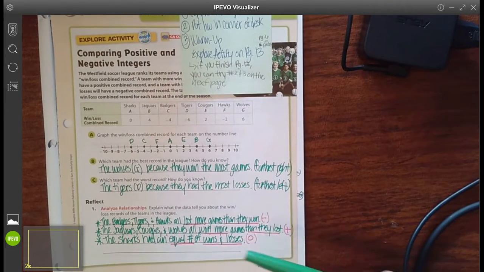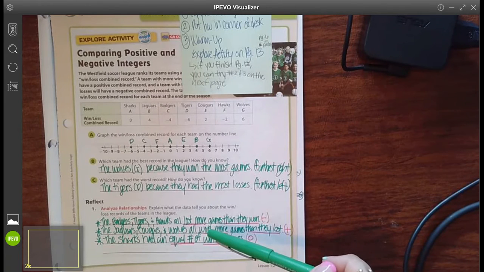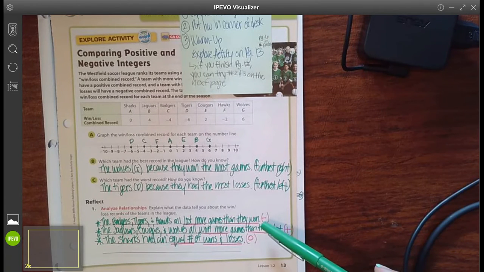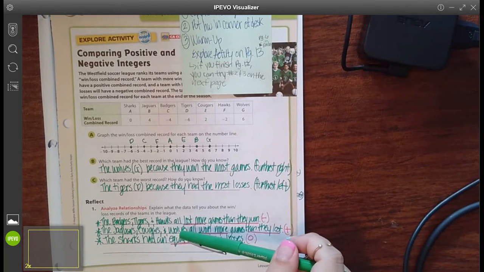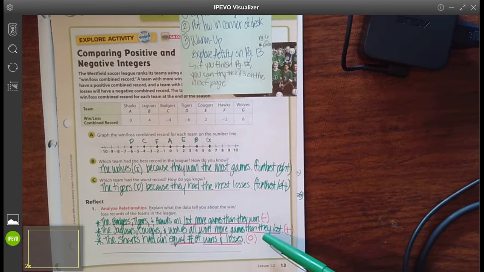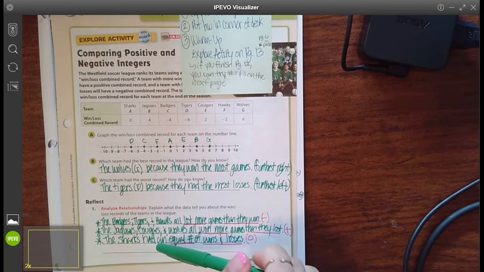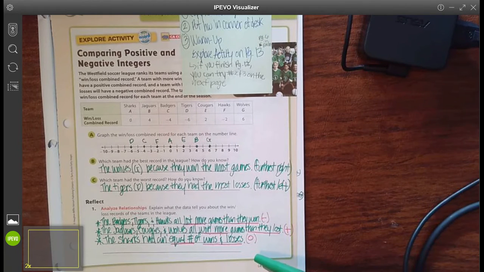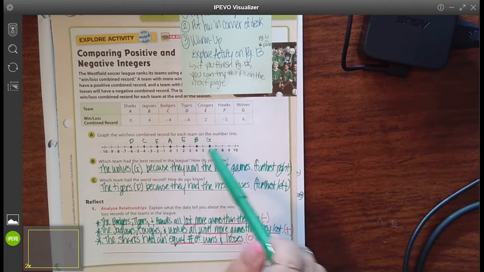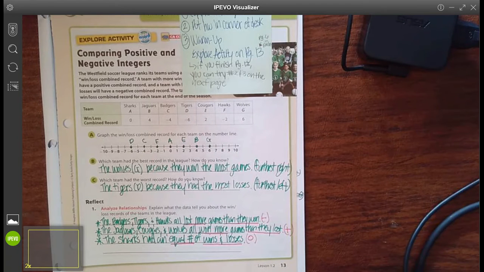I noticed that the Badgers, Tigers, and Hawks all lost more games than they won. That's why they're in the negatives. Okay, the Jaguars, Cougars, and Wolves all won more games than they lost. That's why they have a positive win-loss record. And then the Sharks had an equal number of wins and losses, and that's why they're at 0. So that's why they graphed this the way it did, and that's what this specific data is telling us, okay? And then I'm sure you had some great insights to this as well.